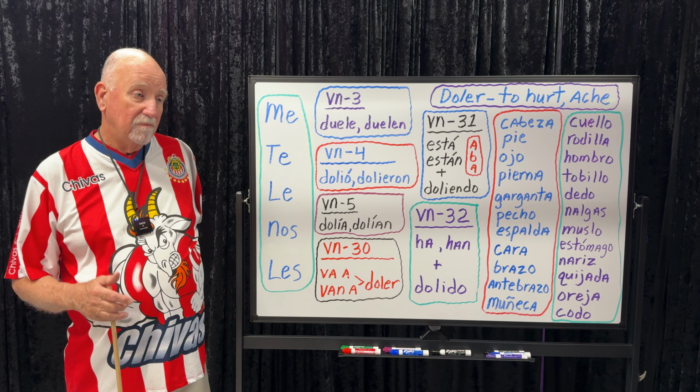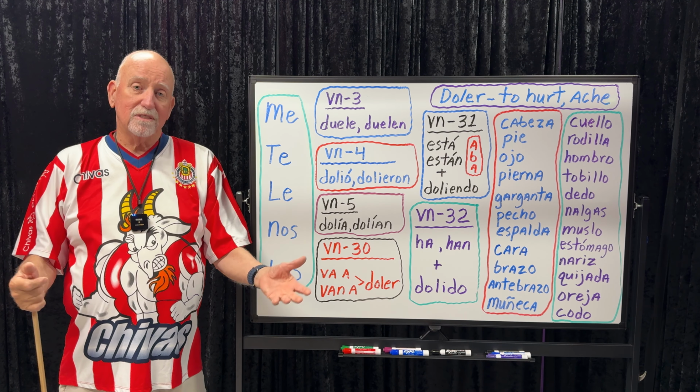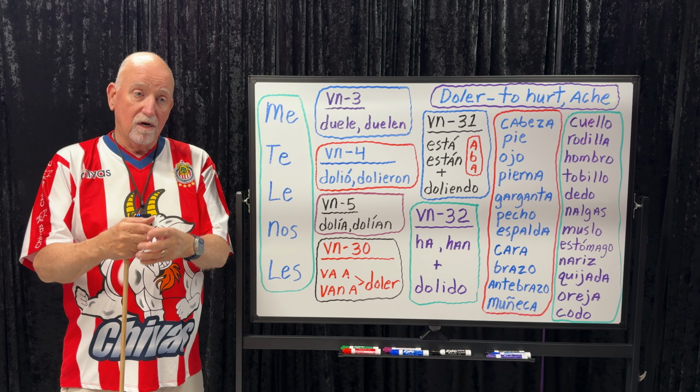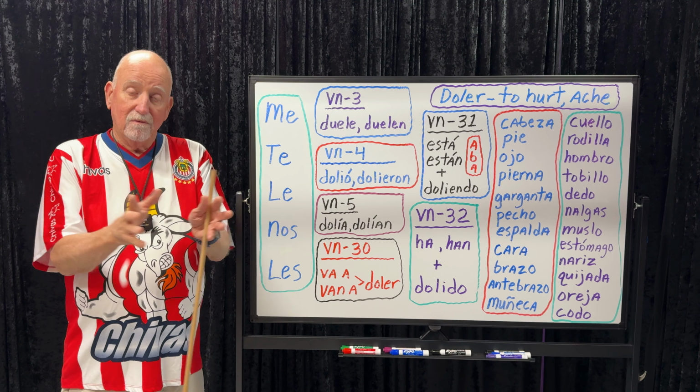Are we good with doler? To hurt, to ache, to be sore, right? My arm's sore. Me duele el brazo. My legs are sore. Me duelen las piernas. Most of the time we use doler in the present tense. Most of the time we use present tense. Of all the verb tenses out there, it's present tense, right? Present tense, and then we go into the past, and then the future. But we live in the present tense, and most of our conversations are permeated with present tense verbs.